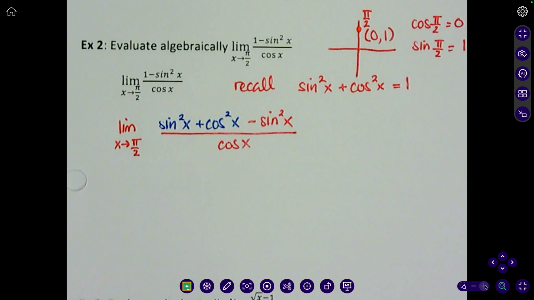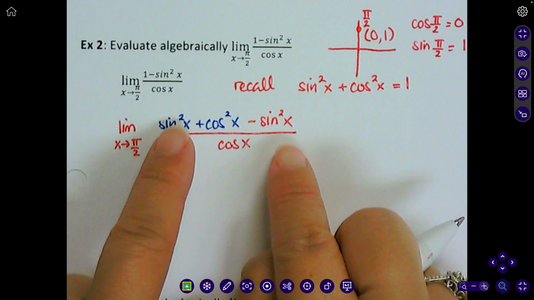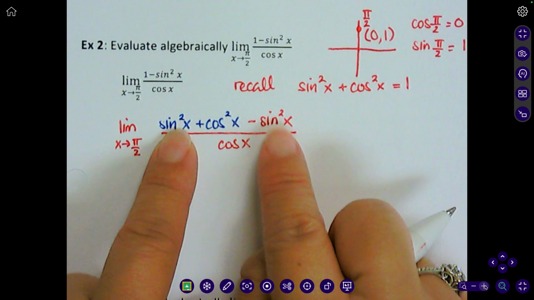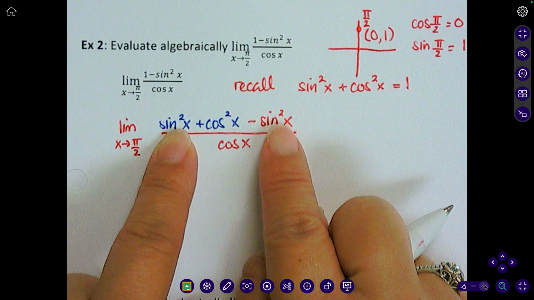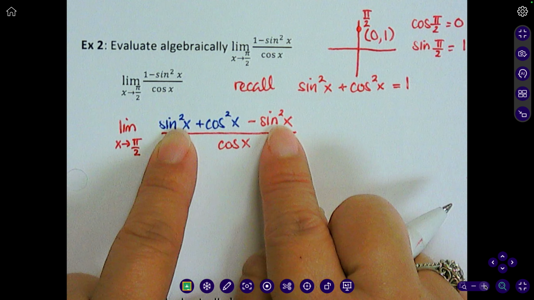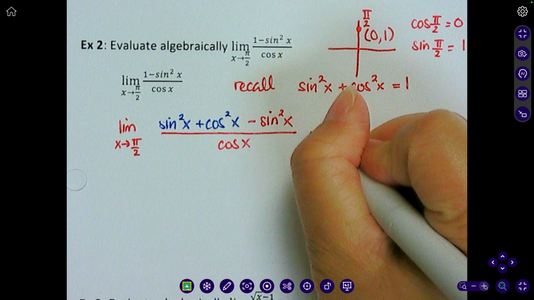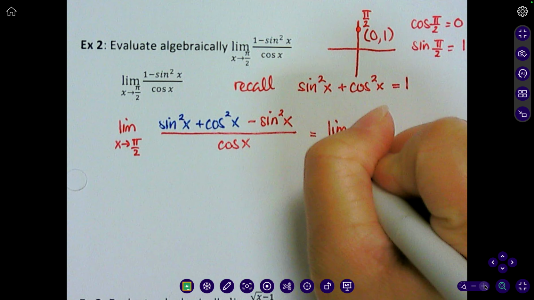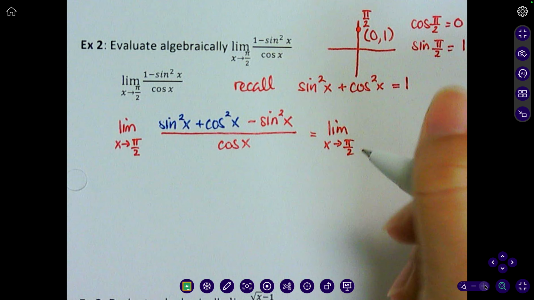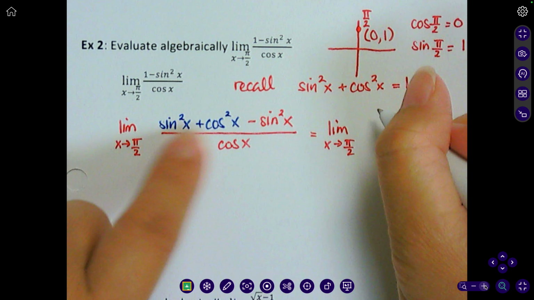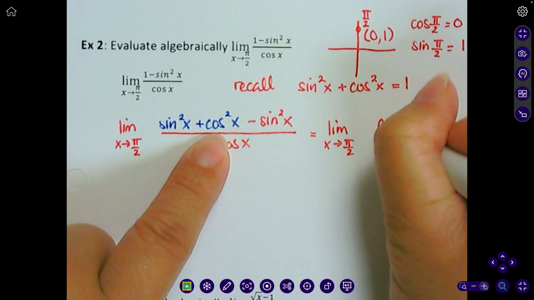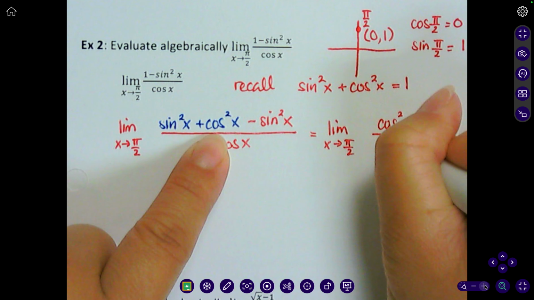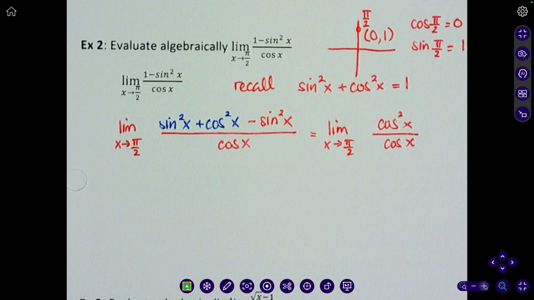Are you guys good? Now, why do I do that? Well, because now I can see that sine square of x can be subtracted with the sine square of x, and that would make 0. That would cancel out. And therefore, I would only get now this. This cancels with that, so I would have cosine square of x divided by cosine of x.